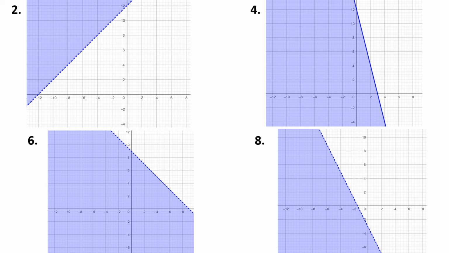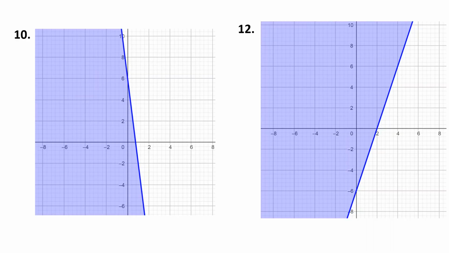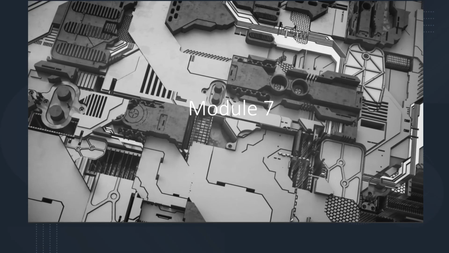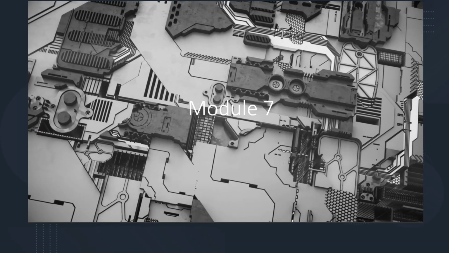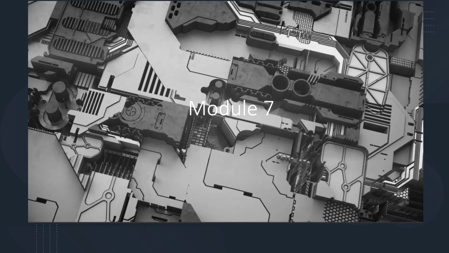We have used Desmos here to do the graph, and the shaded region, which is the solution, is marked here. There is a broken line if the point is not included and a solid line if the point is included. Moving on, these are the graphs for questions 10 and 12, and now we are ready for module 7, the last module.